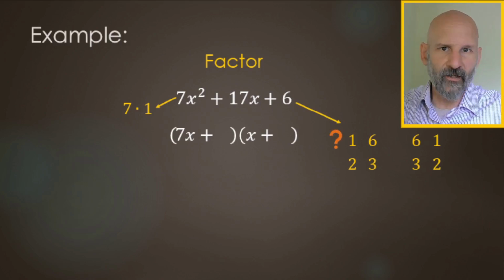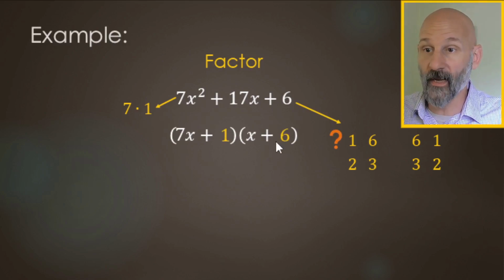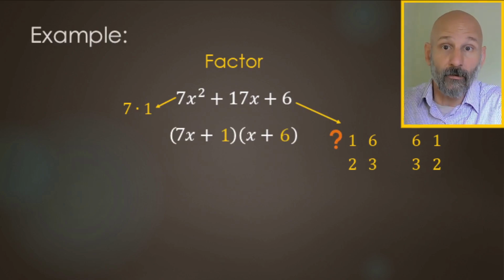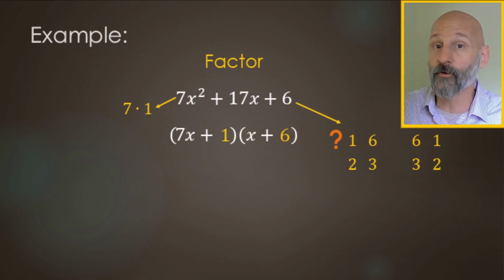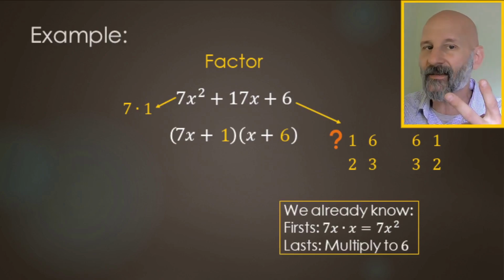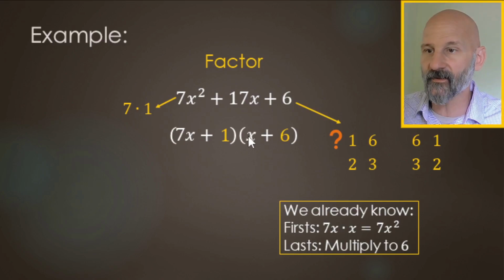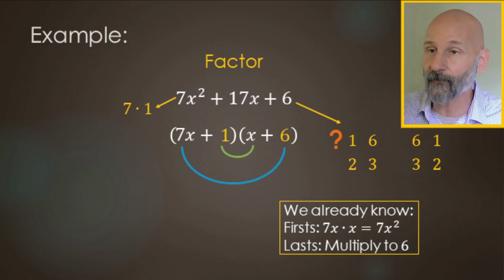Well, let's guess. Maybe it's a 1 and a 6. So we put 1 and a 6 there for our blanks. And now we check, right? We re-multiply these back out to see if 1 and 6 are those two numbers. Now, we already know the firsts are good and the last is good, right? 7x times x makes 7x squared. 1 times 6 makes 6. We already know that part. So really all we're doing is we're checking the inners and the outers to make sure that those add up to a 17.